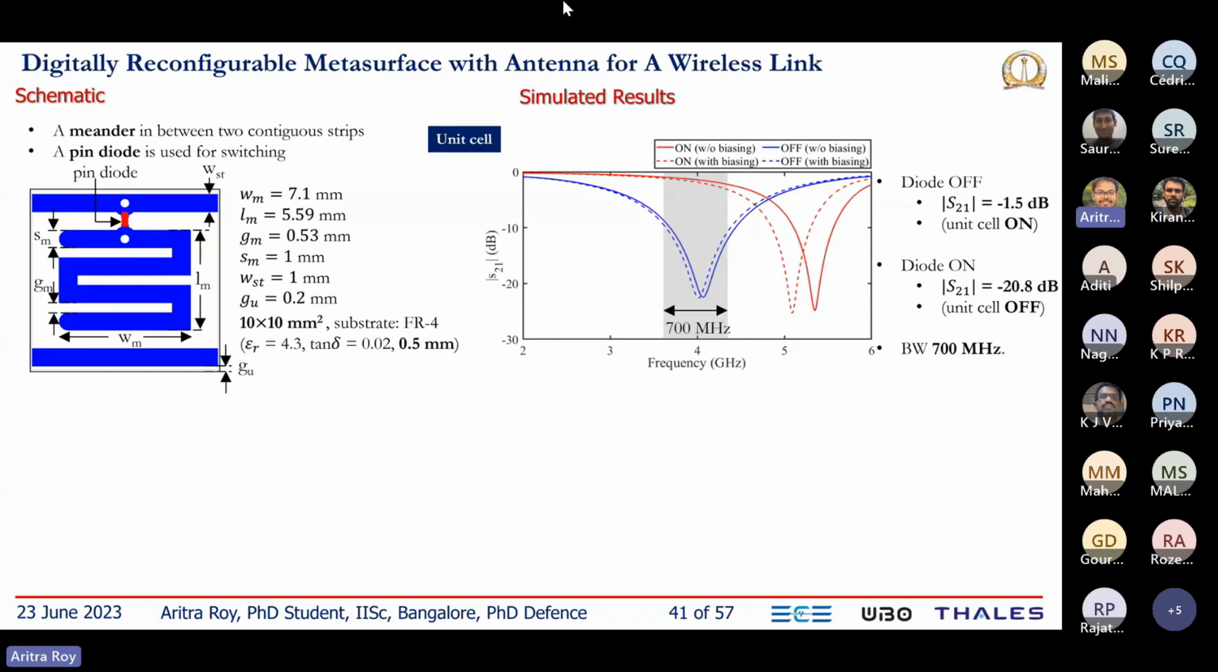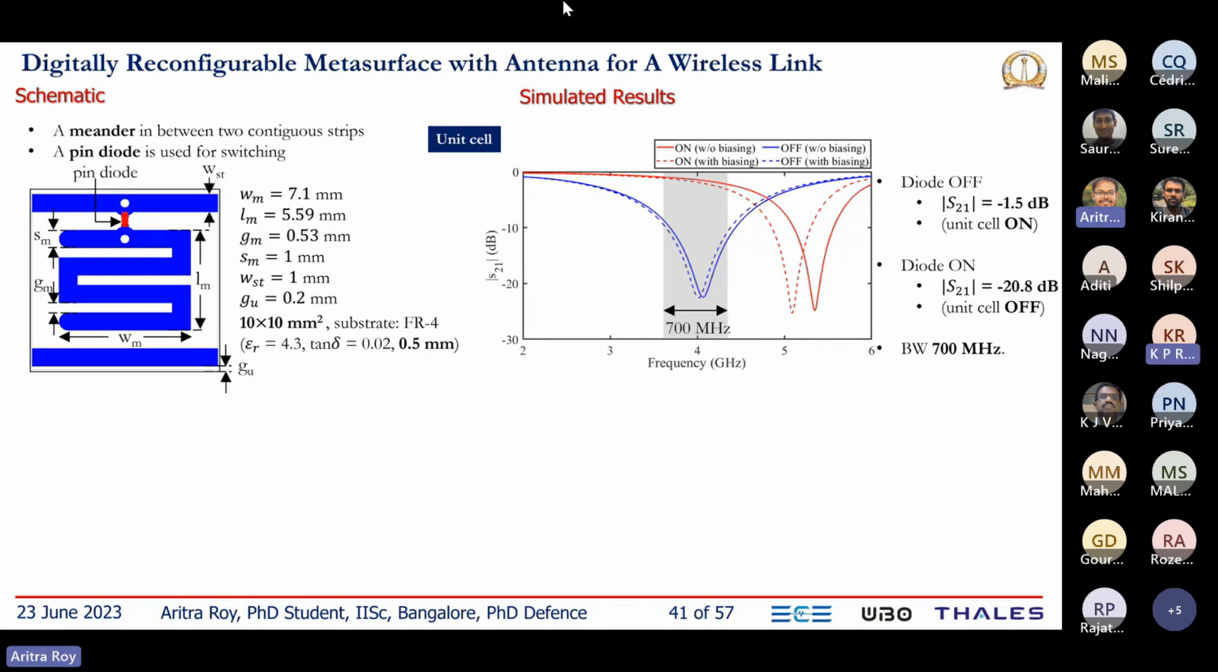Now let's look at the S21, meaning the transmission characteristics of this unit cell. When we turn the diode off, the transmission, the S21 at 4 gigahertz, is minus 1.5 dB. Whereas when we turn on the diode, the transmission at 4 gigahertz falls to minus 20 dB. So as we turn the diode on and off, the transmission characteristic of the unit cell changes between the on and off cases. This is like an electromagnetic window, which is once open and once closed, depending upon the state of the diode.